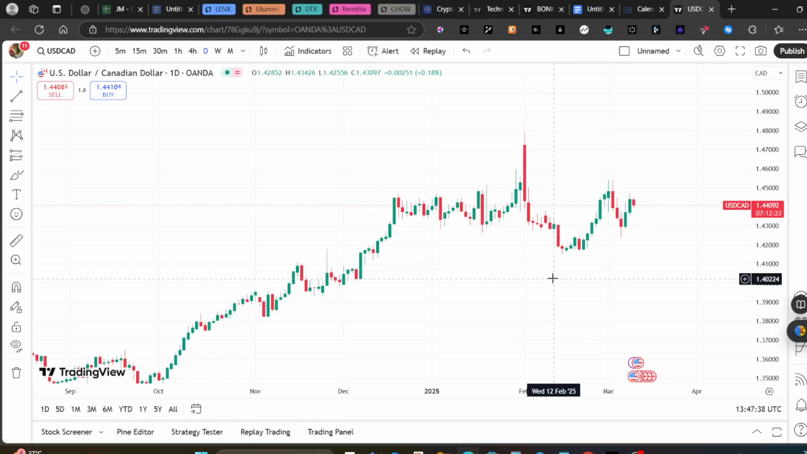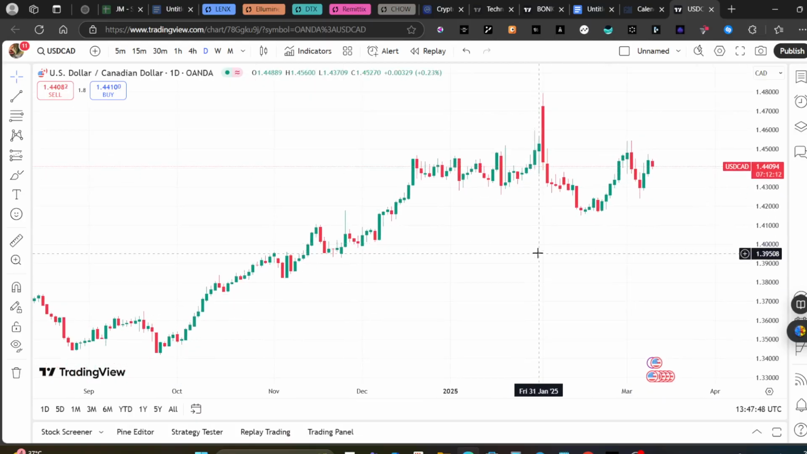So this imbalance is caused by institutional traders executing large orders that create inefficiencies in price. Retail traders don't typically see this, but if you know how to spot these imbalances, you can take advantage of them before the market corrects itself.